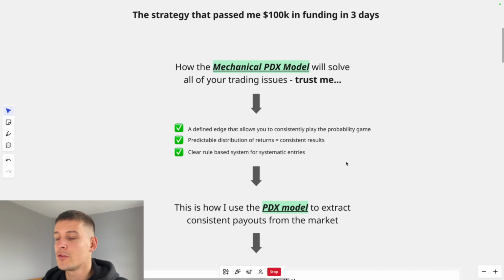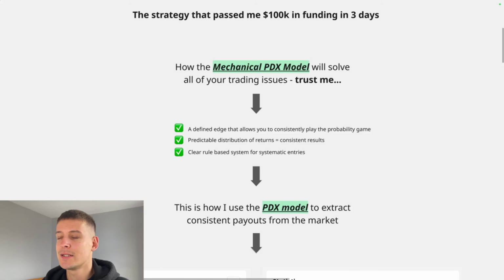So the reason I like to use a mechanical model is because it's a clearly defined edge that allows you to consistently play the probability game. Now, in my eyes, trading is a simple math problem, and that's the way that I view it. And so being able to play the probabilities game is going to give you a predictable distribution of returns. And it's going to be able to give you a consistent result that you can reasonably rely on.